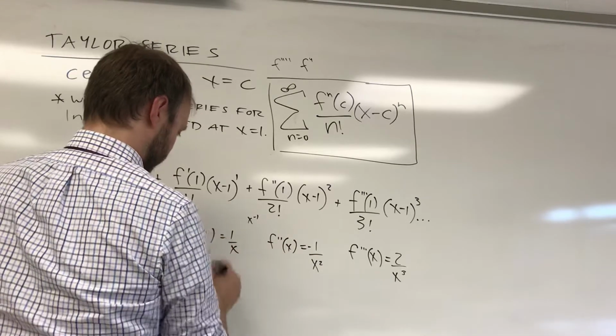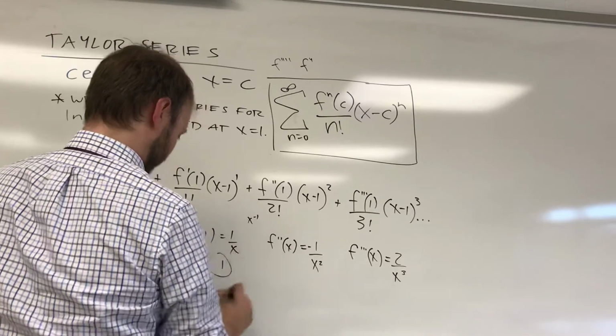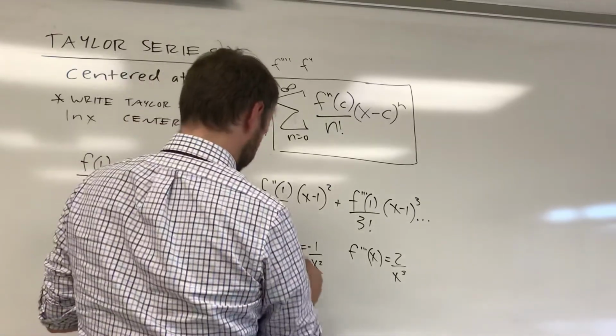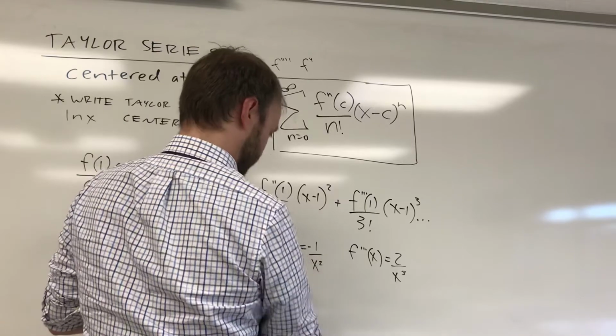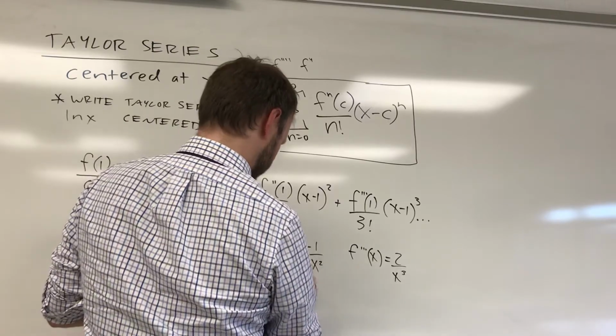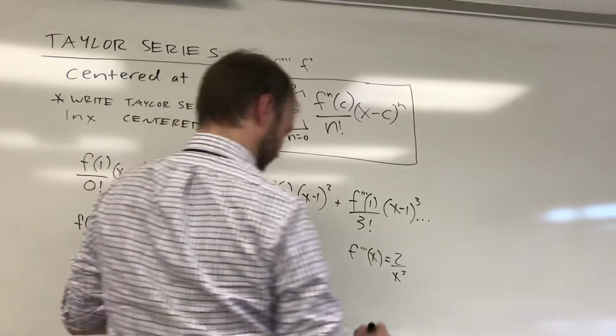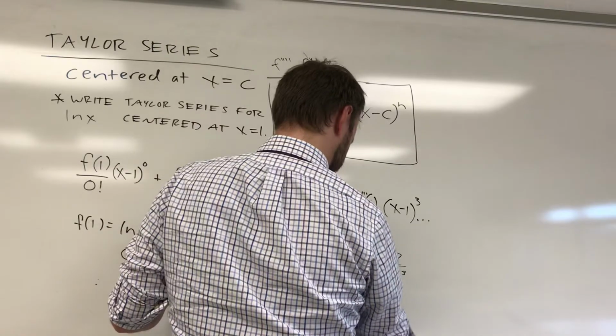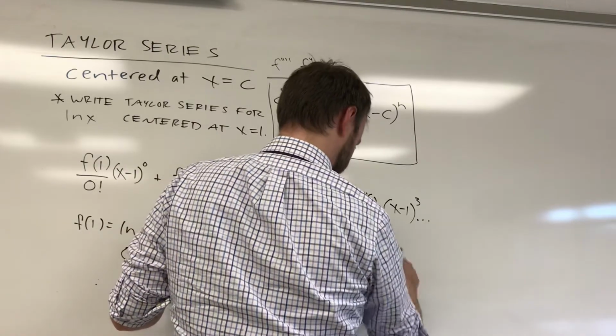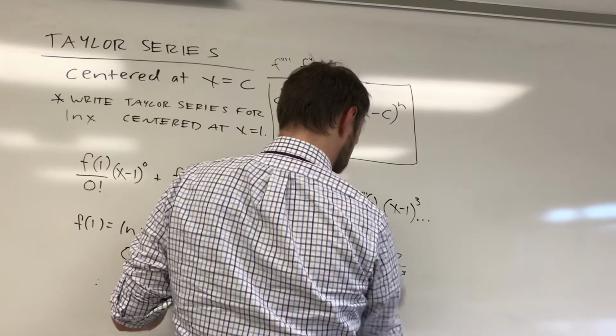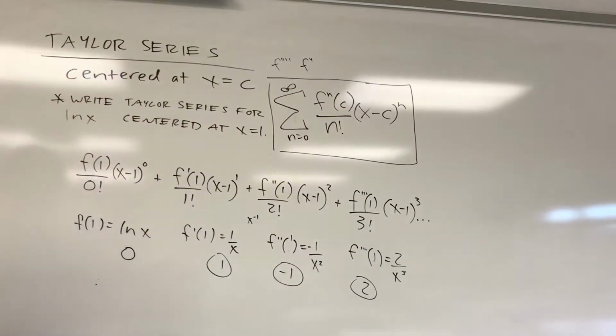The derivative at 1 is 1, okay? The second derivative at 1 is going to be equal to, looks like, negative 1, okay? And the third derivative at 1 is going to be equal to positive 2. Okay, so let's go ahead and start filling in stuff here and let's see what happens.